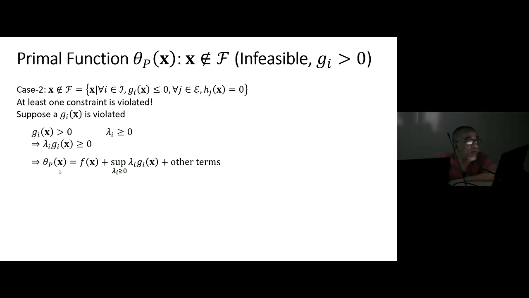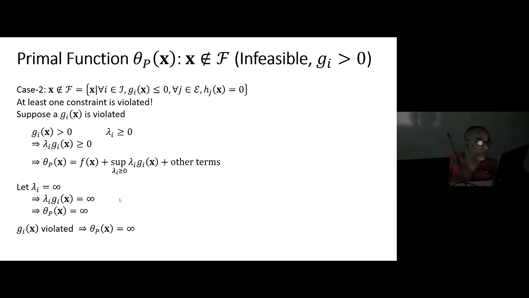So theta p of x in that case, when lambda i equals infinity, this term becomes infinite, and so theta p of x becomes infinite. If a g i of x is violated, then theta p of x becomes infinite. Okay. Any questions? You came a little late, but are you able to follow? Okay.